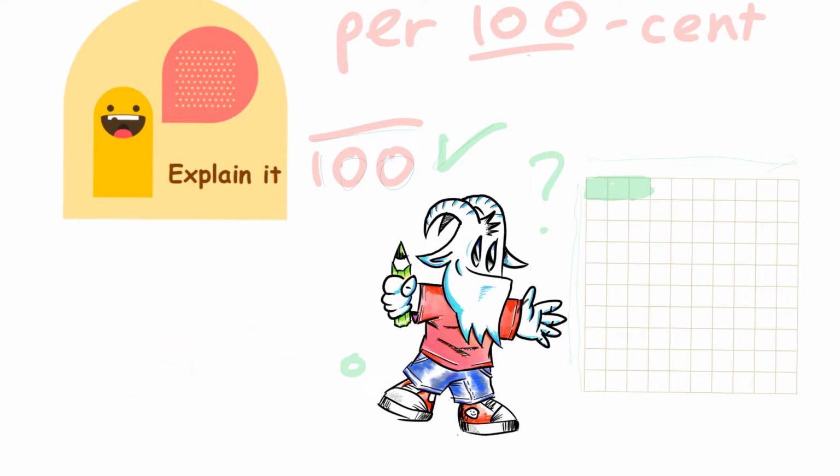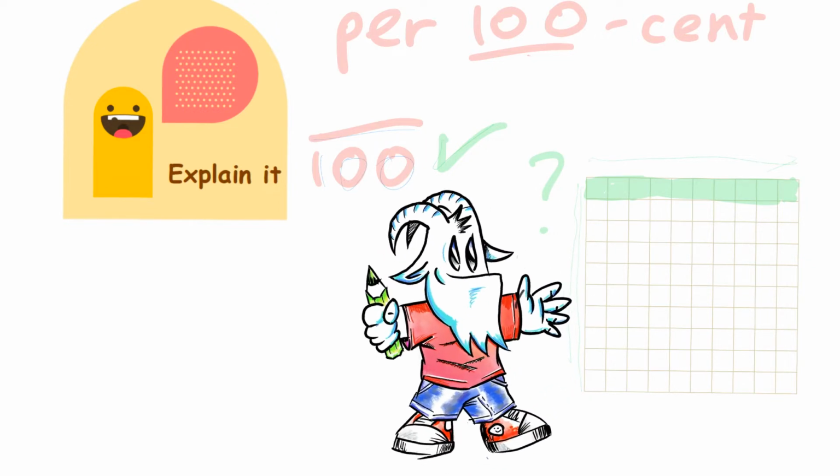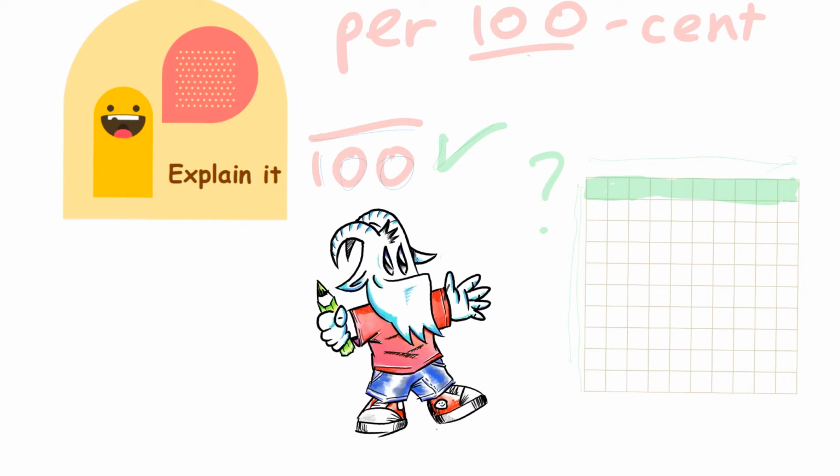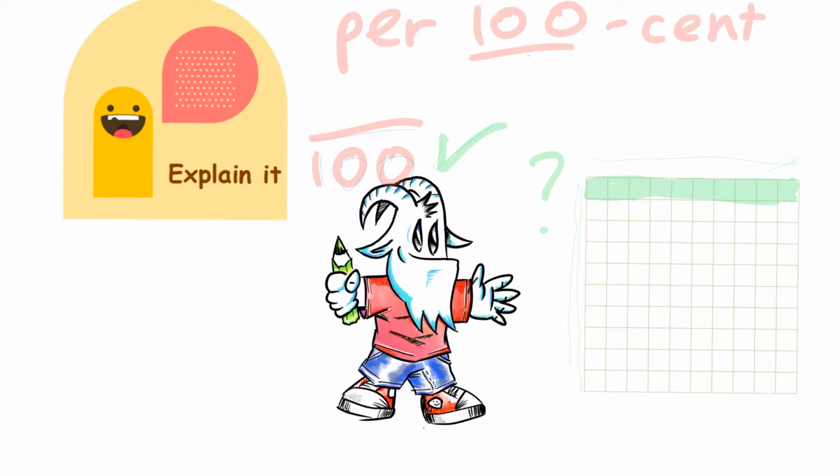But what if I highlighted the entire row? What would the fraction be right now? Pause the video and tell your friend, parent, pet, or a toy. As usual, I'll be here. Remember that percentage is a fraction with the denominator of 100.